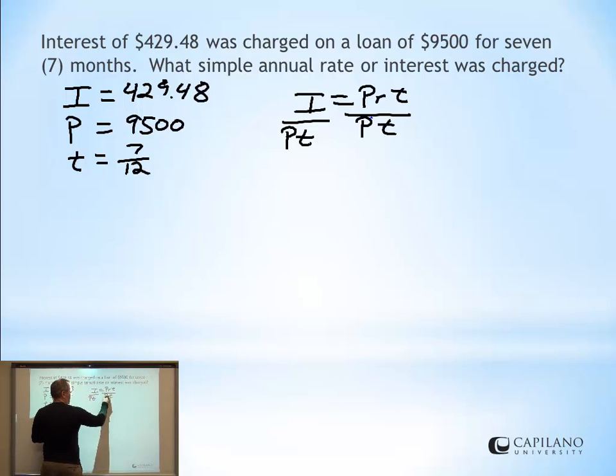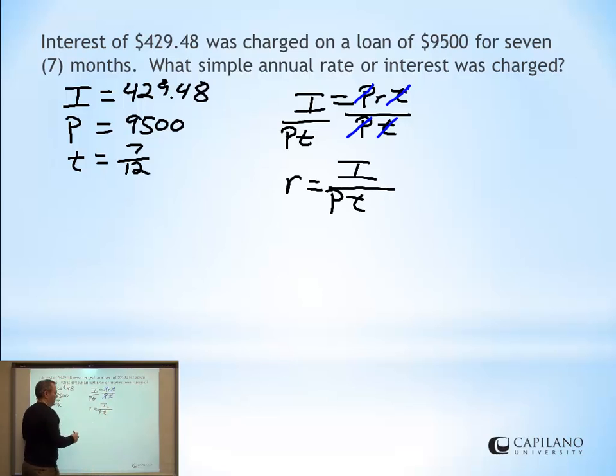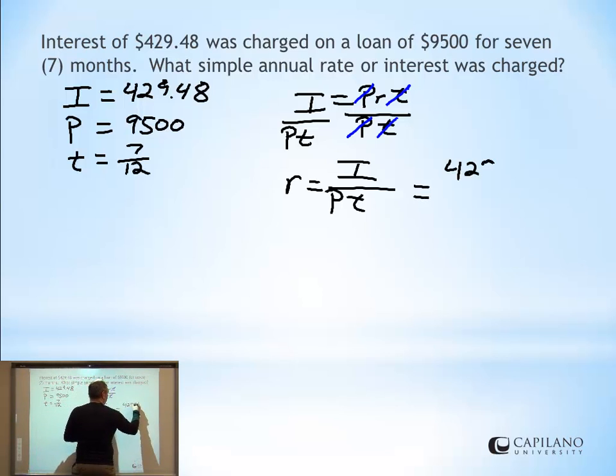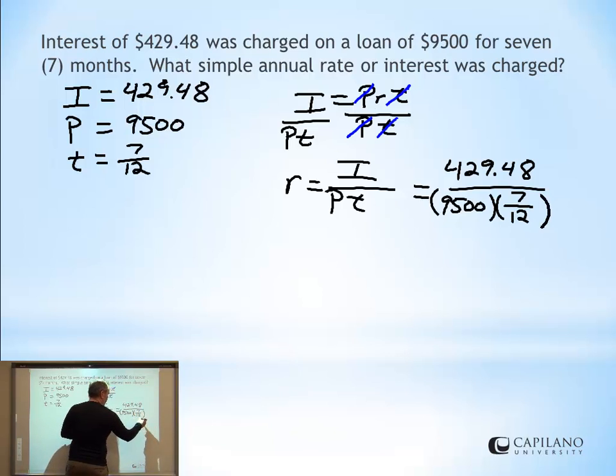I can cancel the P's out, cancel the T's out. And what we get is the rate is equal to the amount of interest divided by PT. So this is equal to $429.48 compared to $9,500 for 7/12.